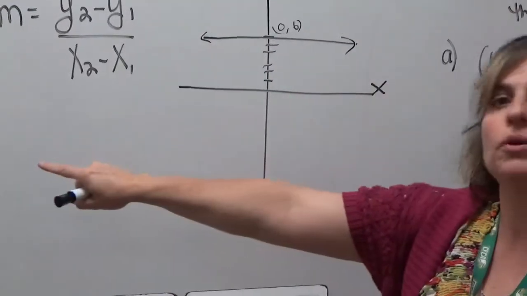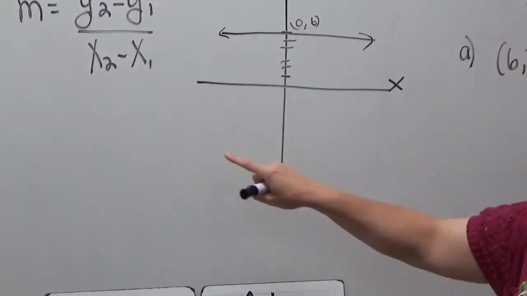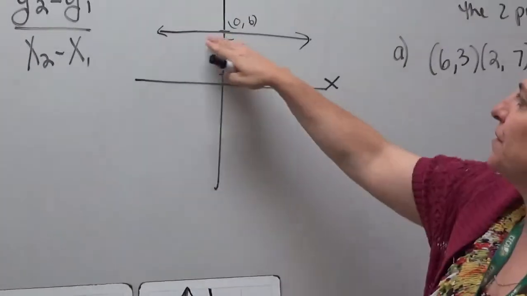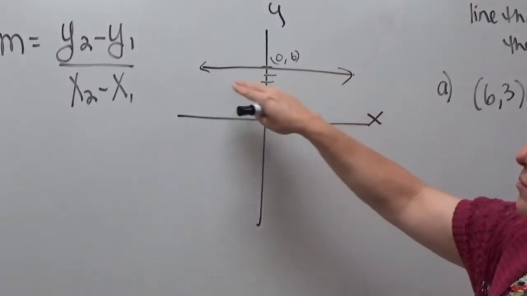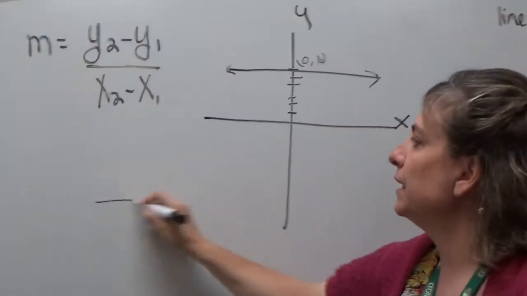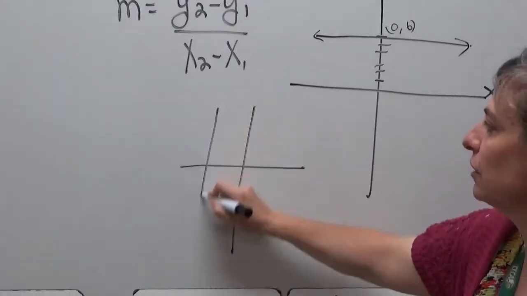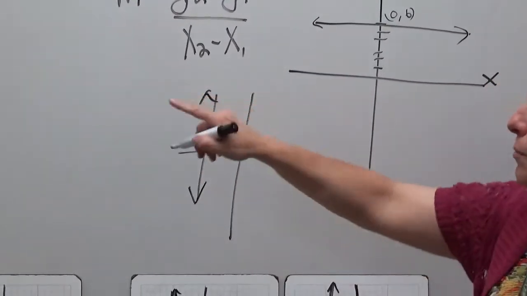Well, I told you according to the slope tree over there that the slope of this is 0. So if you have this type of line, the slope is 0. Same thing if you have a vertical line. Okay, you go by the slope tree.